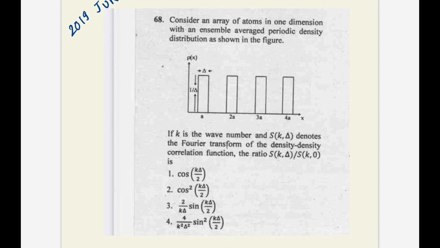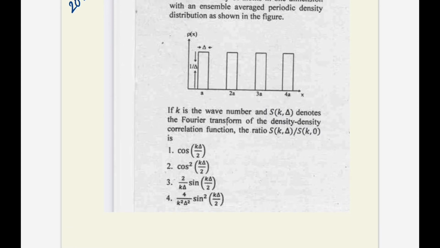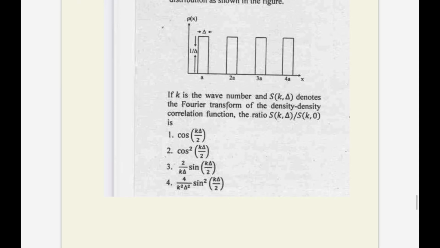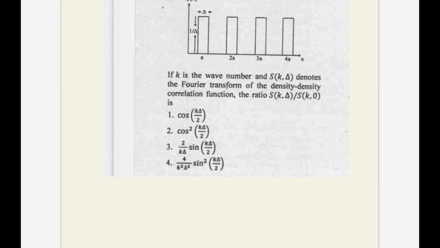ensemble average periodic density distribution as shown in the figure. This figure is given where these bars are placed at A, 2A, 3A and 4A. If K is a wave number and S of K delta denotes the Fourier transform of the density correlation function, the ratio S of K delta upon S of K0 is.